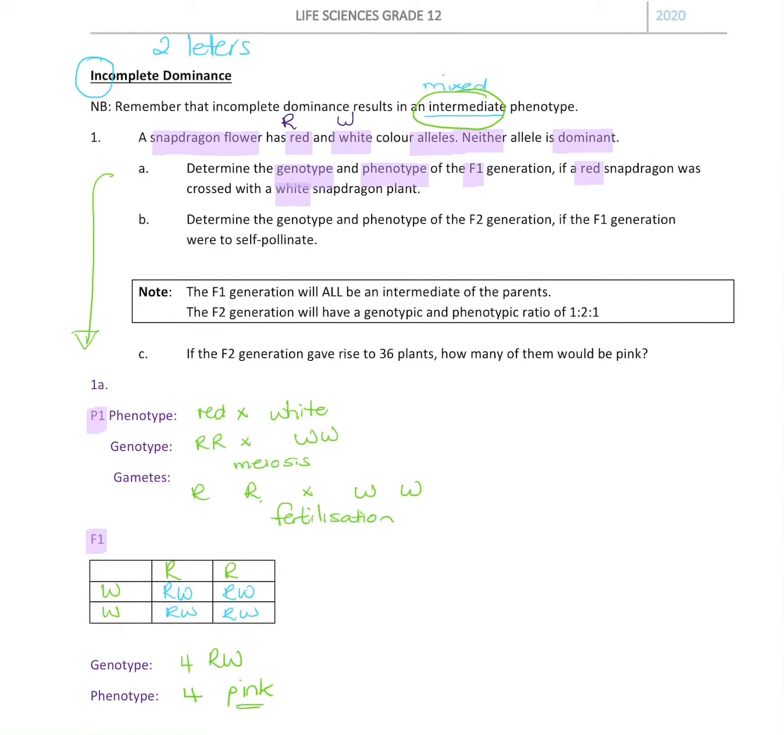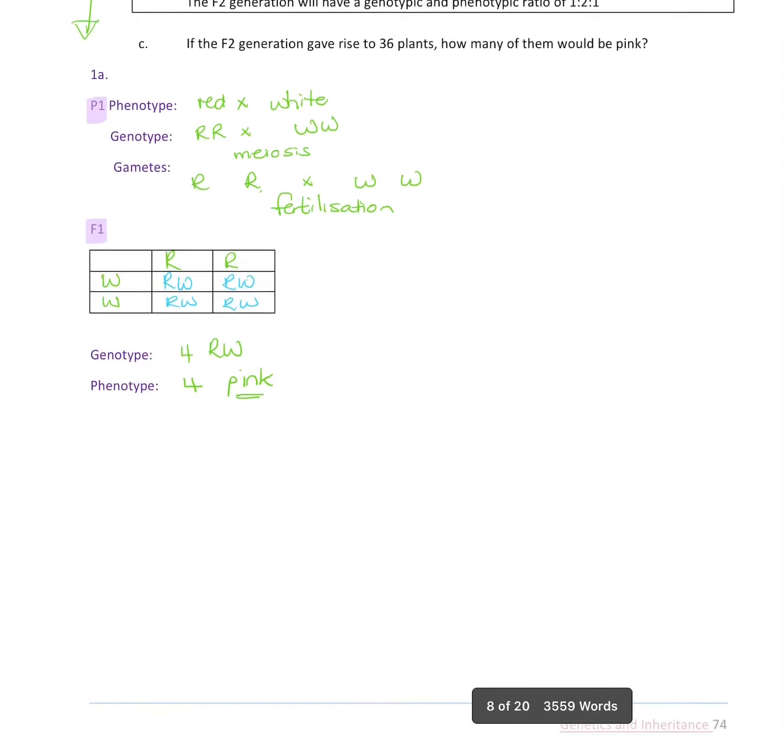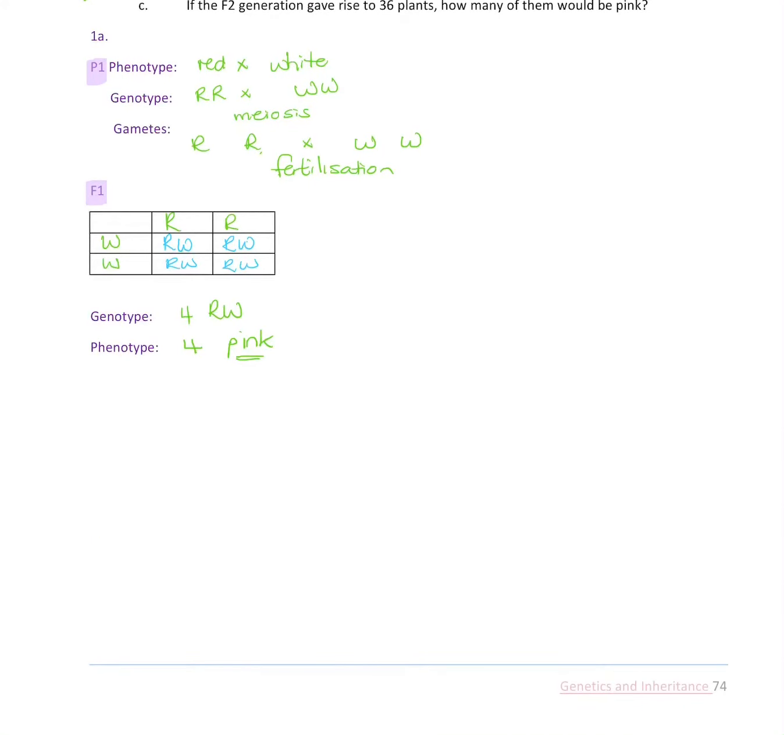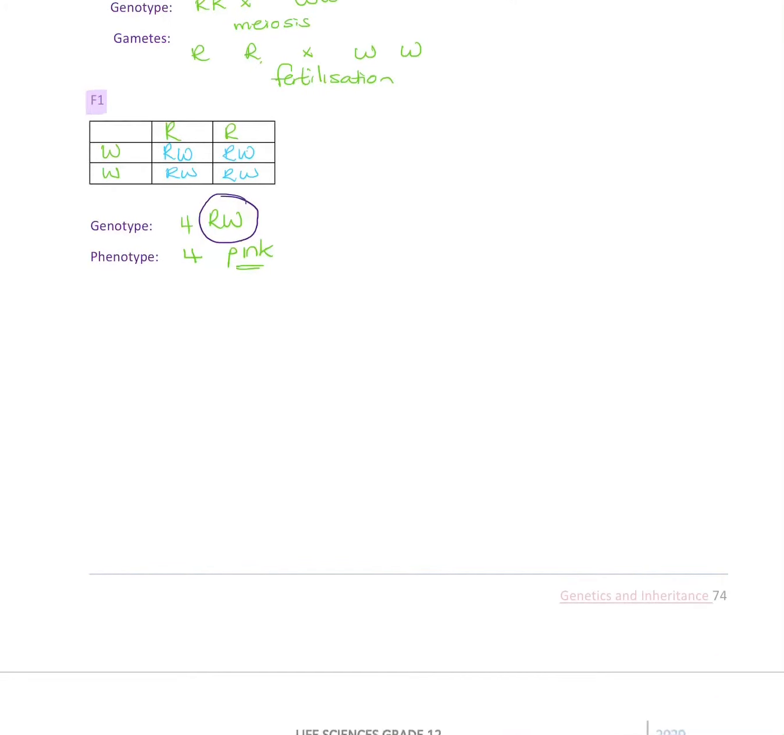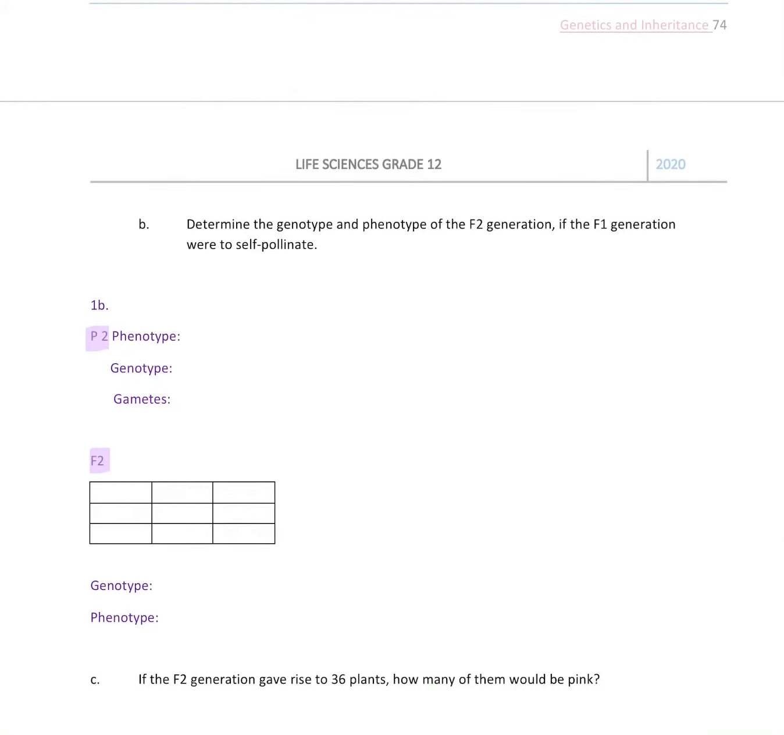In the second example, we need to determine the genotype and phenotype, this time of the F2 generation, if the F1 generation were to self-pollinate. So the F1 generation genotype were all RW. So using that, the parents then are going to be pink, and the genotypes RW cross RW.